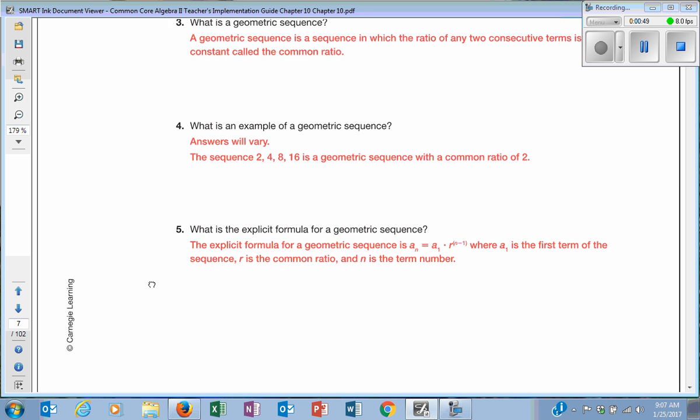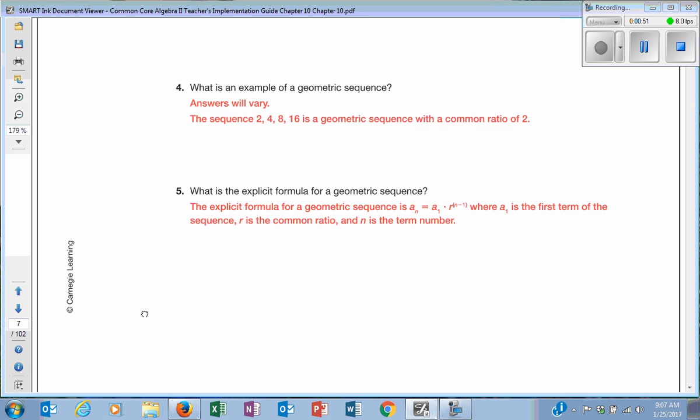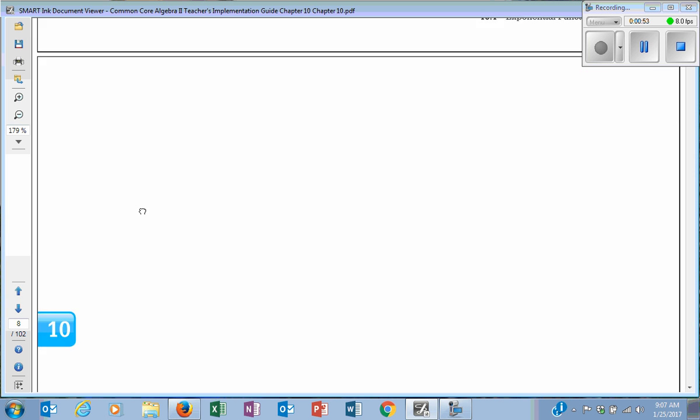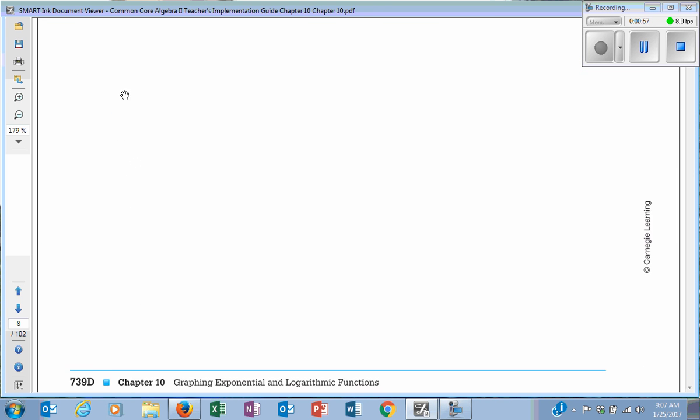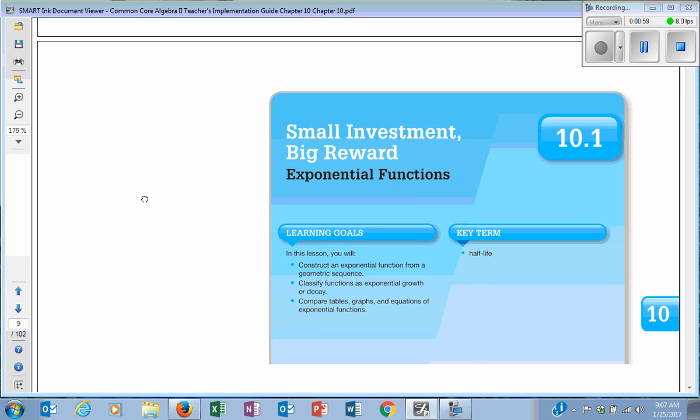We are going to be using the old sequences, geometric and arithmetic, so you need to know the difference. We talk about concepts near that. So here we go.